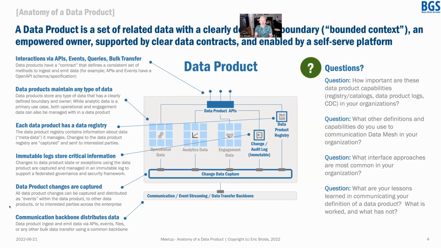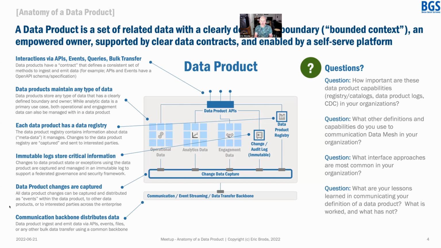There's typically an immutable log that stores critical information, what's happened inside the data product. It may capture things around usage. We may be able to capture usage requests, change data, how the data changes, and perhaps identify data lineage within the data product.